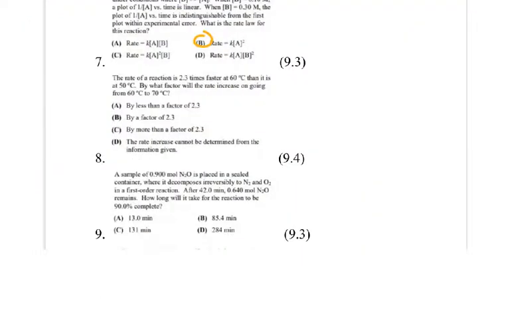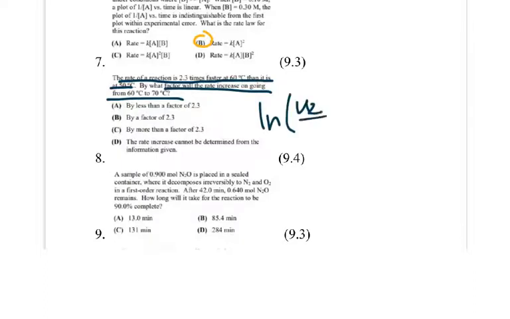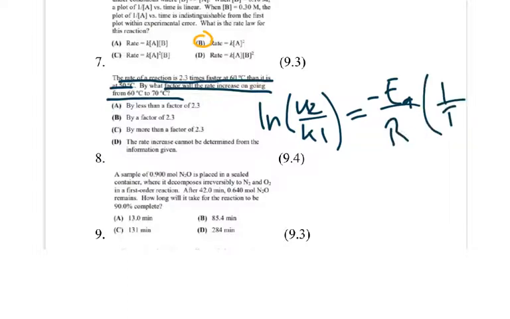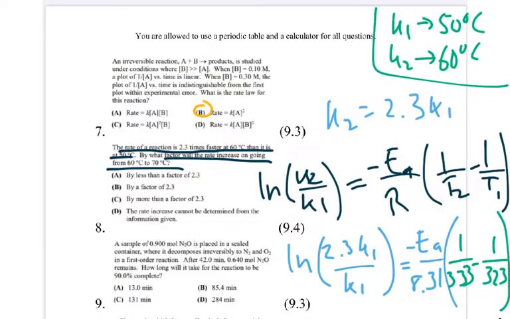Now let's do number 8. The rate of a reaction is 2.3 times faster at 60 degrees than it is at 50 degrees. By what factor will the rate increase going from 60 degrees Celsius to 70 degrees Celsius? So we have to use the Arrhenius equation, which states that the ln of the rate constant 2 over the rate constant 1 is equal to negative activation energy over R times 1 over T2 minus 1 over T1. So we can assume that K1 corresponds to 50 degrees Celsius, which is T1, and K2 corresponds to 60 degrees Celsius, or T2.